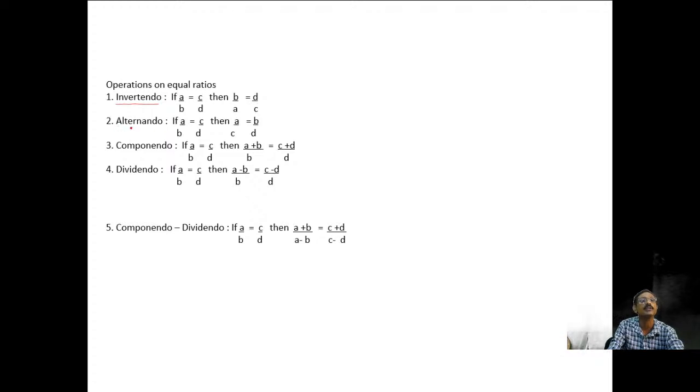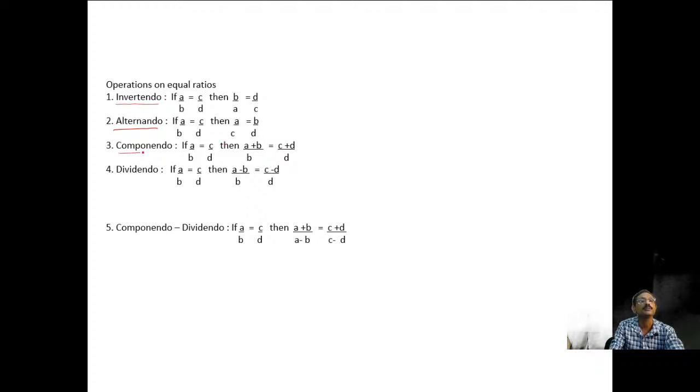What does alternando tell me? If A upon B is equal to C upon D, the ratios are same. No ratios are changed. Then alternando, this C comes here, A upon C, and this B goes here. Alternatively, A upon C is equal to B upon D.